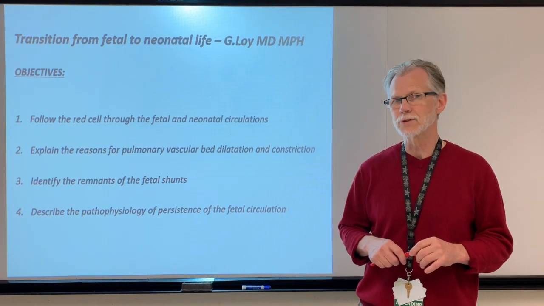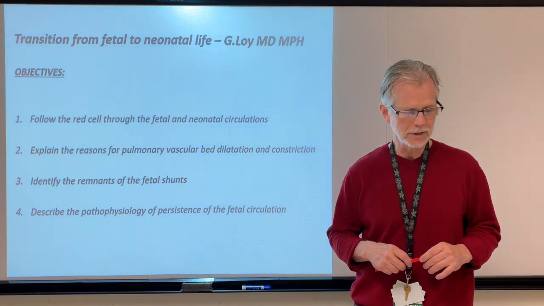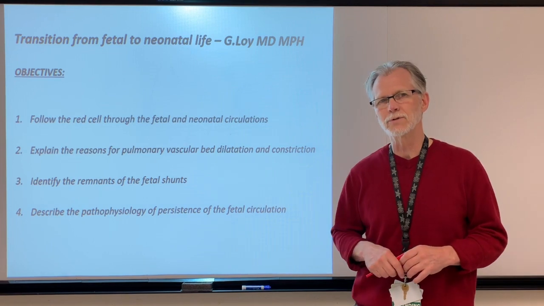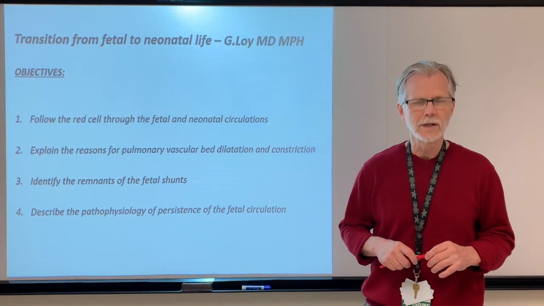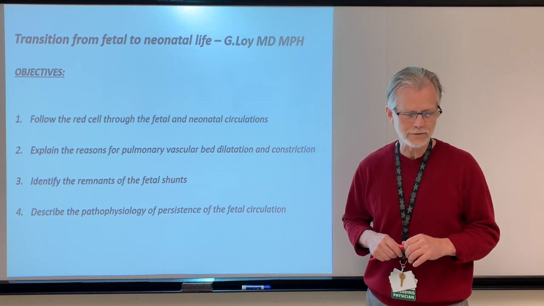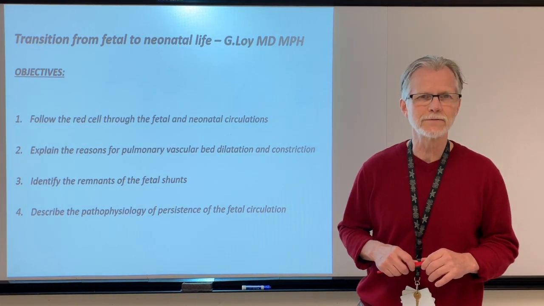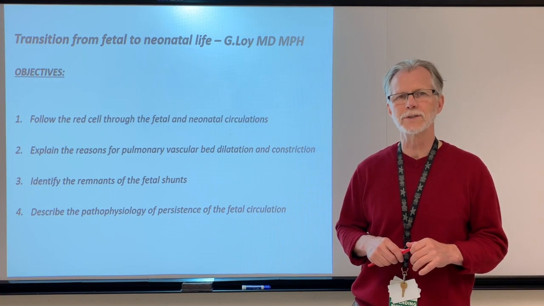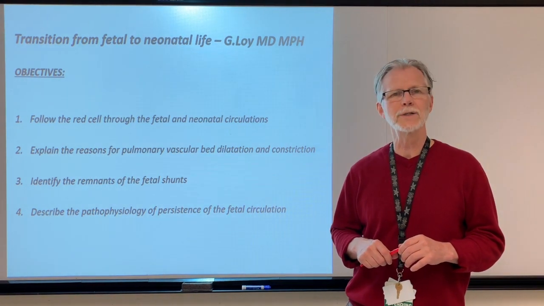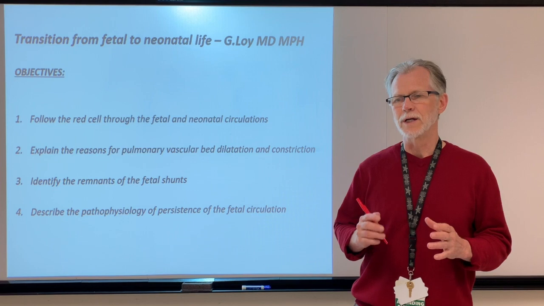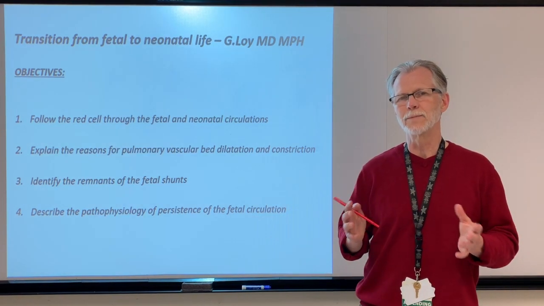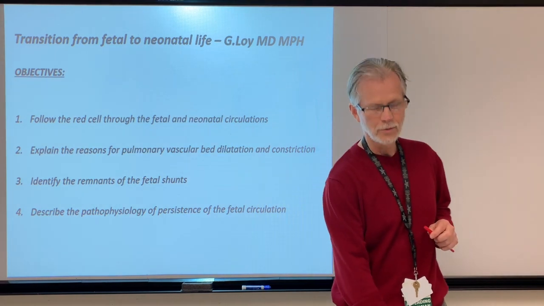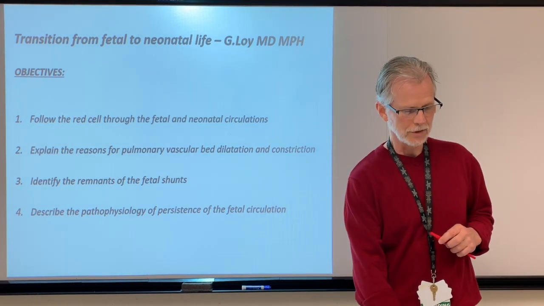Identify the remnants of the fetal shunts. Those are questions that are asked frequently. Remnants of the fetal shunts are the ligaments that are left over in adult life. And then describe the pathophysiology of the persistence of fetal circulation. This is a pathologic condition of the fetus whereby some of those shunts don't close and the usual resistance in the different vascular beds don't completely make the transition.